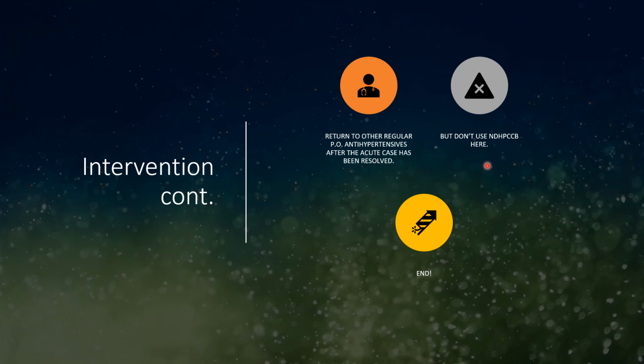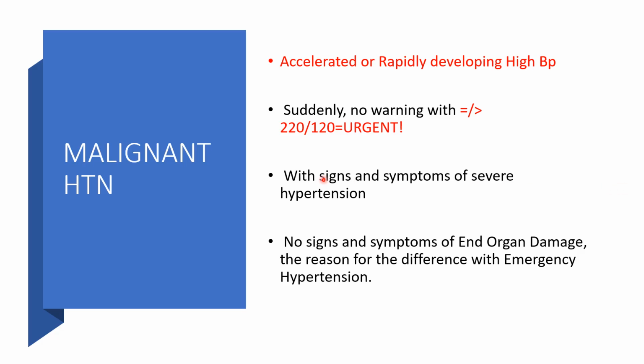We're not done yet. That is just the end of this very bus stop. We are moving to another station. Okay, malignant hypertension. Accelerated or rapidly developing high blood pressure is known as malignant hypertension. This is going to occur suddenly without any warning sign or signs, with BP that could be as high as 220 over 120 millimeters of mercury.